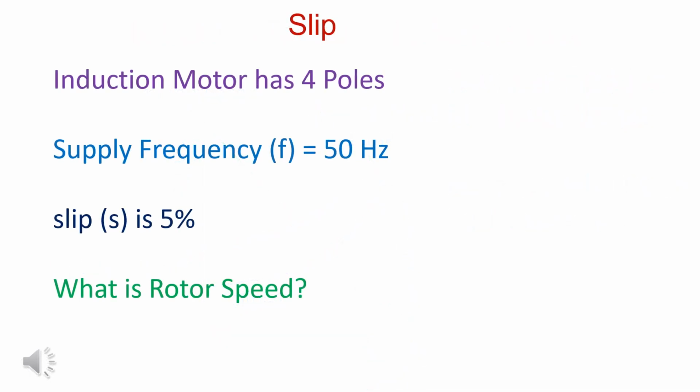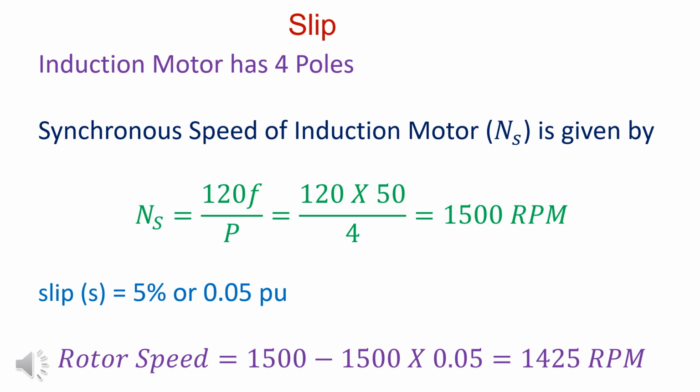In a 4-pole induction motor, slip is 5%. What is the motor speed? Synchronous speed is equal to 120 F by P, which is 1500 RPM. Slip is 5%, that is 0.05 per unit. Speed of rotor is equal to 1500 minus 1500 into 0.05, which is 1425 RPM.